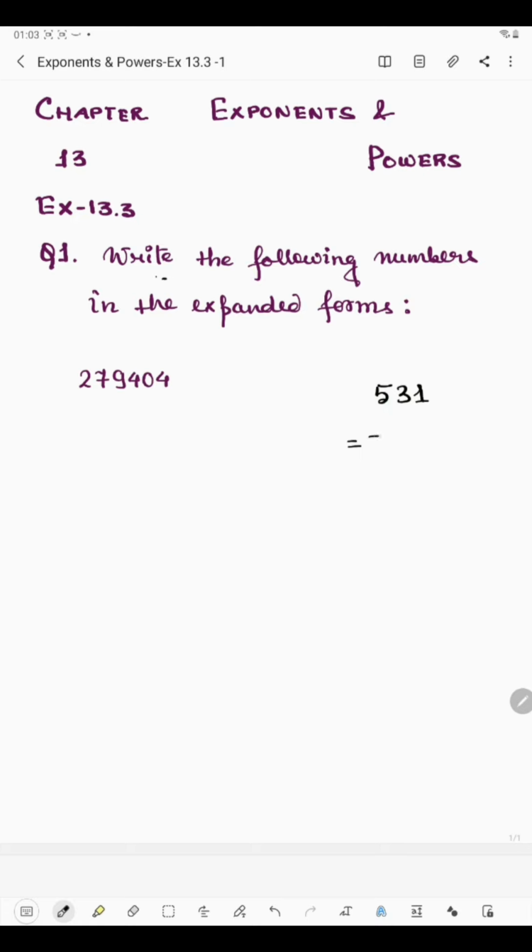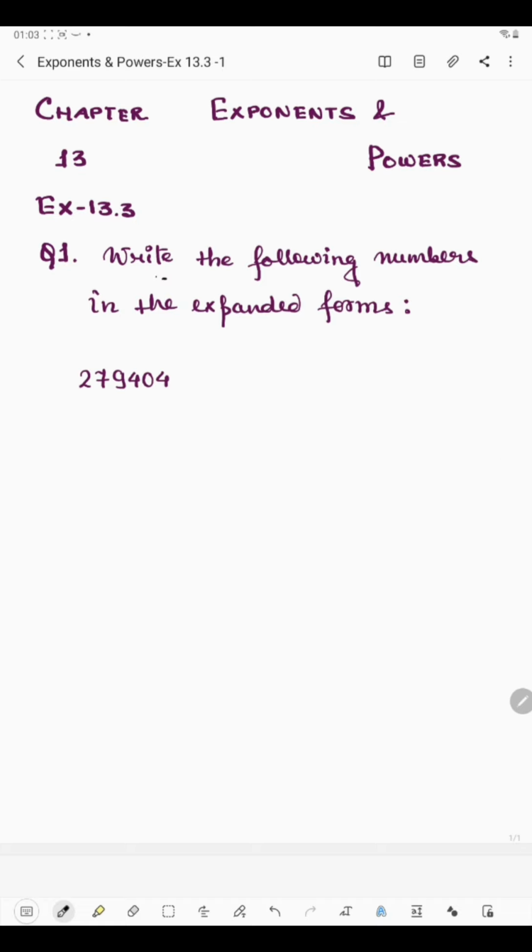We will write 5 at first and after 5 there are 2 places, so 2 zeros. So it's 500 plus. Then after 5 we have 3 and after 3 there is 1 digit, so 30. And then we have 1. We'll take 1 and after 1 there is no digit, so it will be 1 only because it is in ones place. So 531 can be written as 500 plus 30 plus 1 in expanded form.